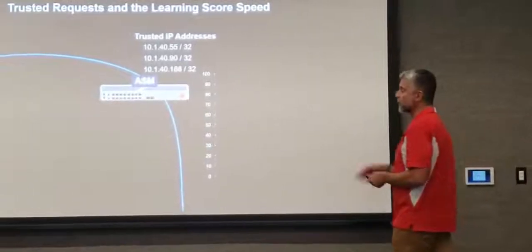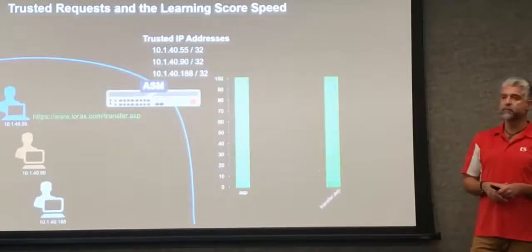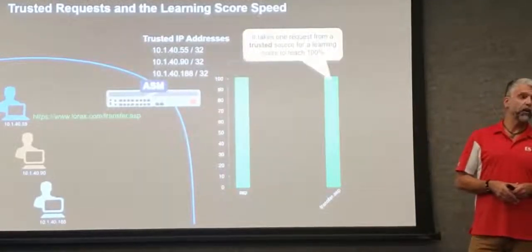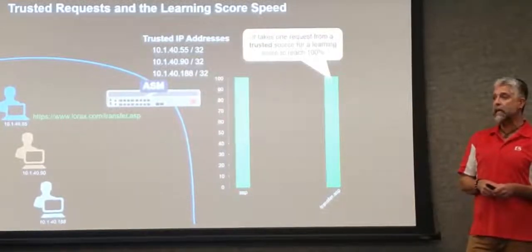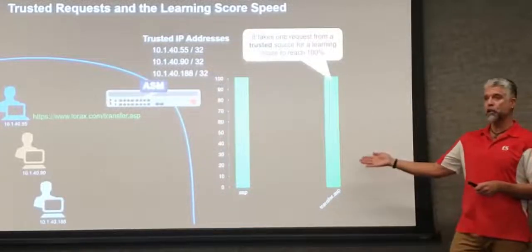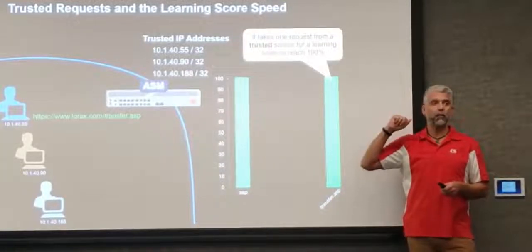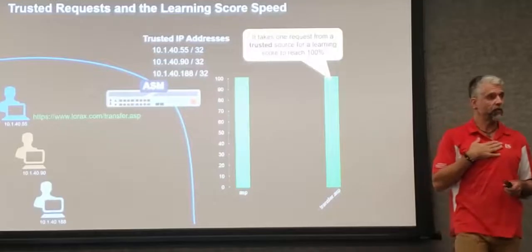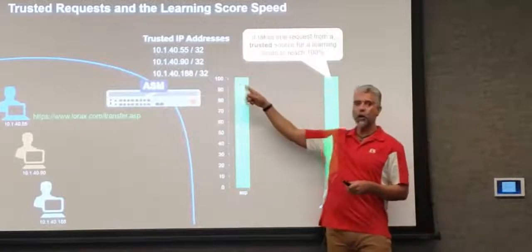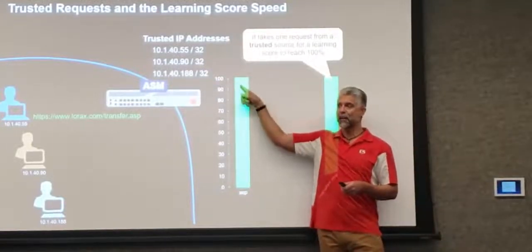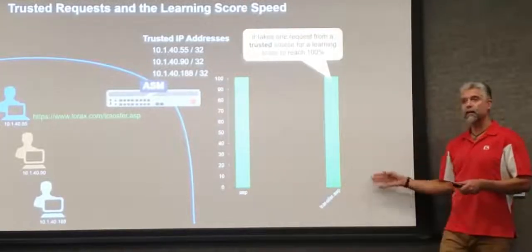And watch what happens when the first user accesses that transfer.asp file. We generate a learning entry for .asp, and it goes immediately to 100%. We generate a learning entry for the transfer.asp URL. It goes immediately to 100%. Why? Because it came from a trusted source. I trust that user. And by the way, if we were in automatic mode, we just hit 100%, so that's going to get added to my security policy immediately.